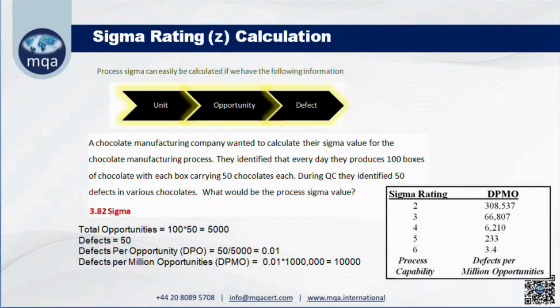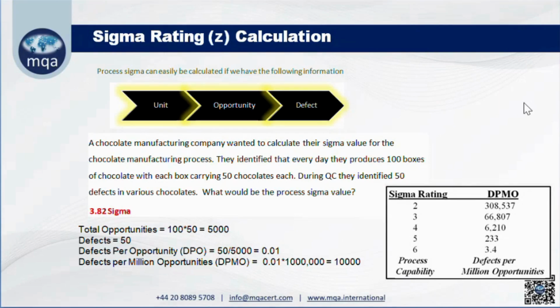Now, if you look at the Six Sigma rating, at 3 Sigma rating, it is 66,807. At 4, it is 6210. That means it has to be slightly less than 4, which is 3.82. So the current sigma capability, or the process capability, of the chocolate manufacturing company is 3.82, slightly less than 6210, which is about 10,000.